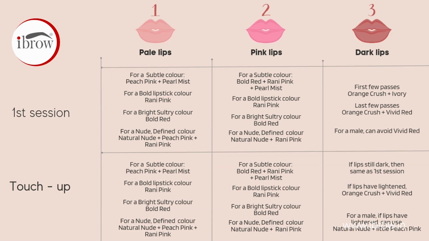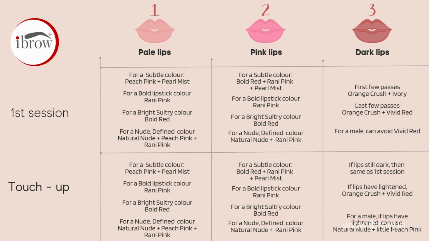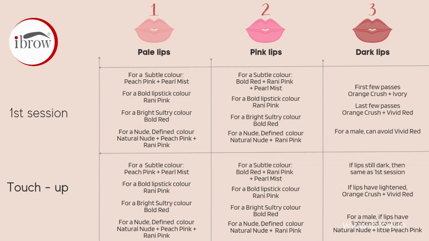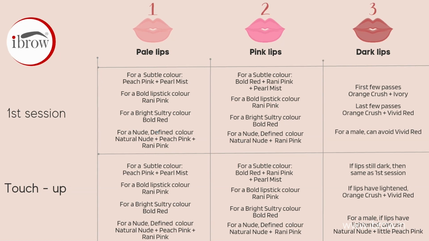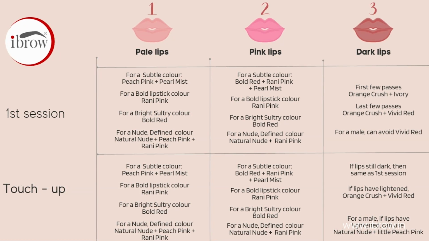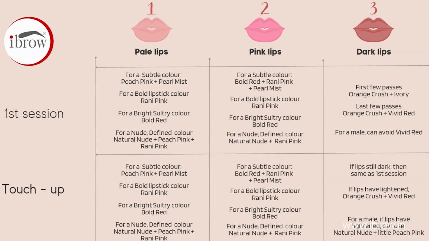Pale lips, if they want a bold lipsticky kind of look, you can use Rani pink. For a bright sultry look, you can use a bold red color. And if they want just a nude color but they want more definition to their lip, you can mix colors like natural nude, peach pink and Rani pink.